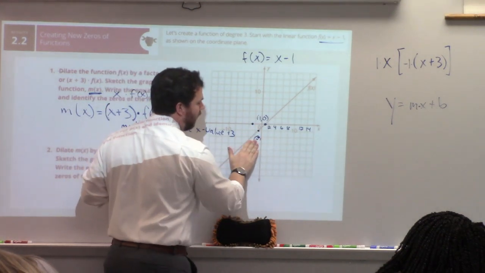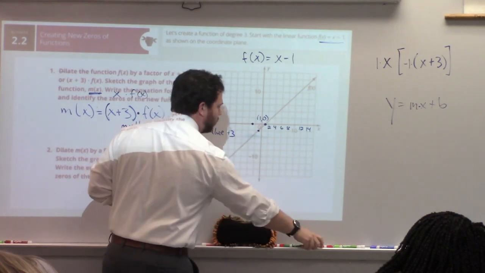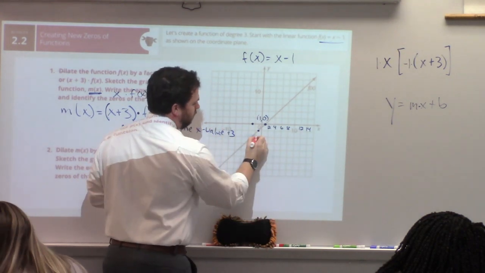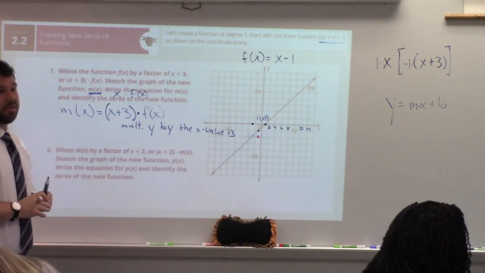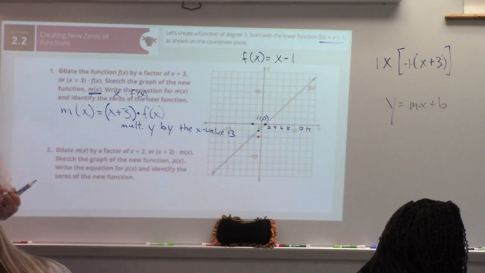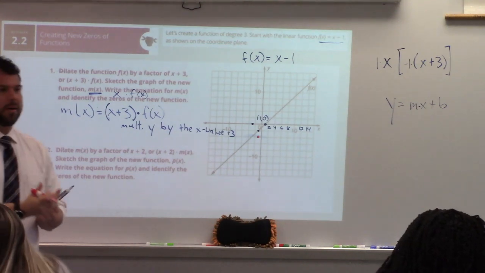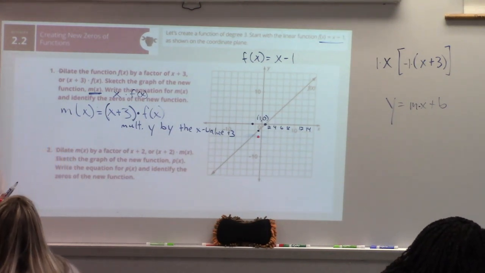Now, I would not crowd my graph too much with writing points out like that, but there's the point for my new function m of x. That's all you have to do. If you recognize that I'm taking the x value and I'm adding 3 to it, and then multiplying it by y, you can do it just on the graph.